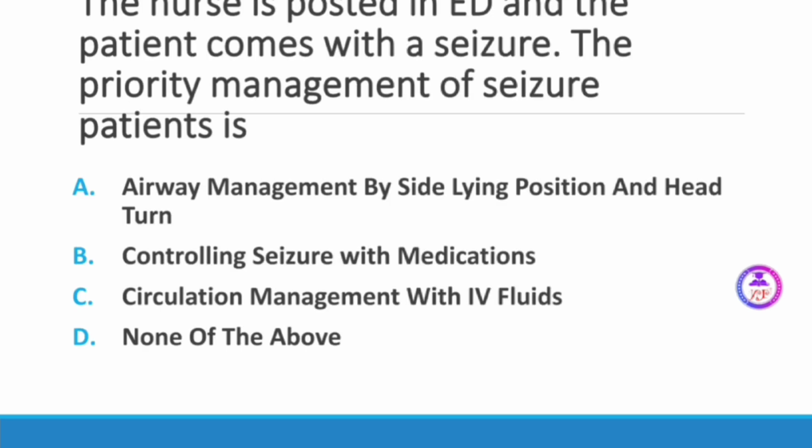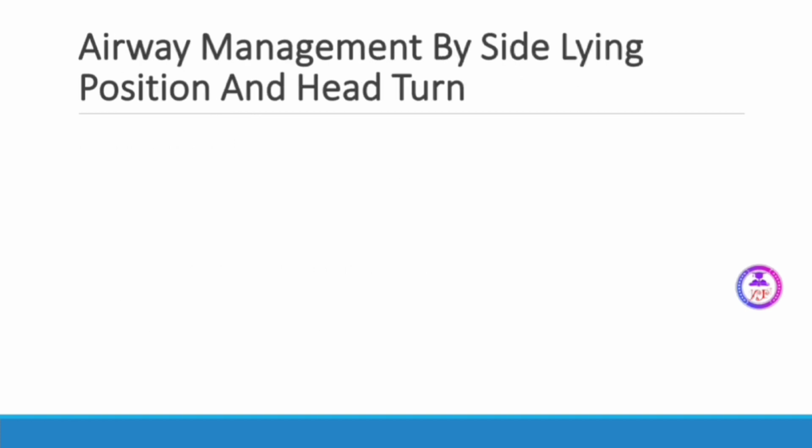A nurse is posted in the emergency department and the patient comes with seizure. The priority management of seizure will be, the options are airway management by side lying position and head turn, controlling seizure with medications, circulation management with IV fluids, none of the above. Here the answer is airway management by side lying position and turning the head towards one side is the first management of seizures.